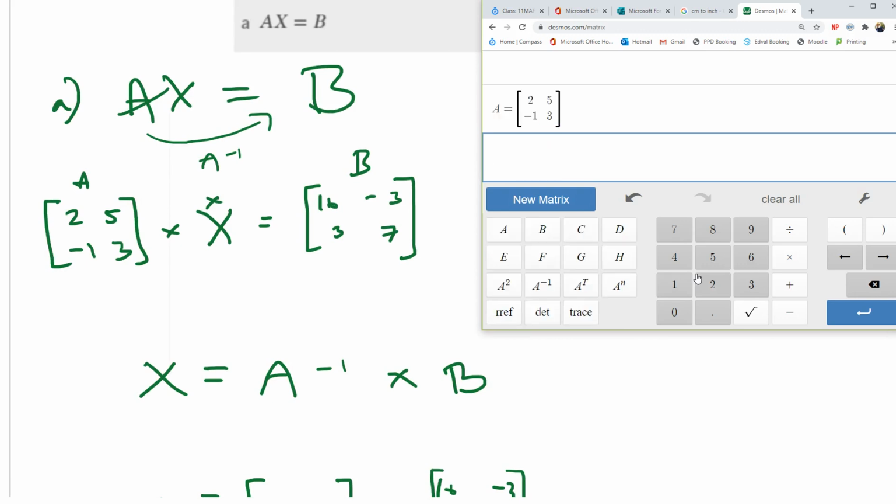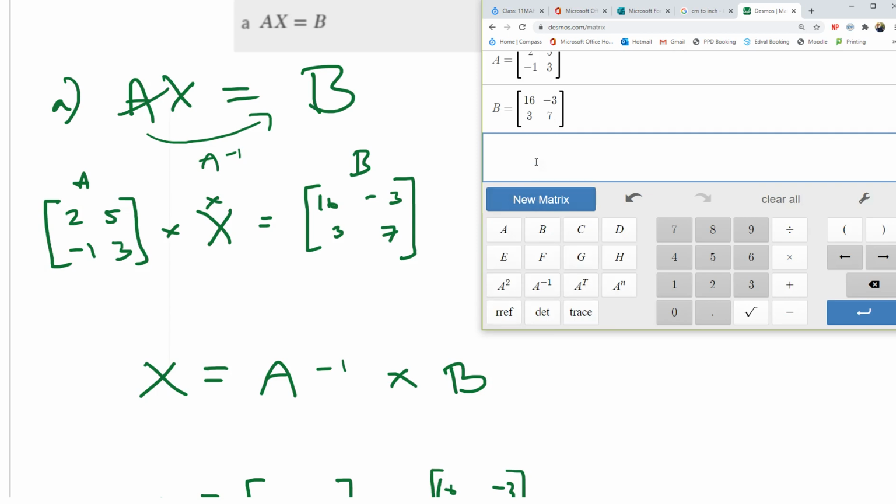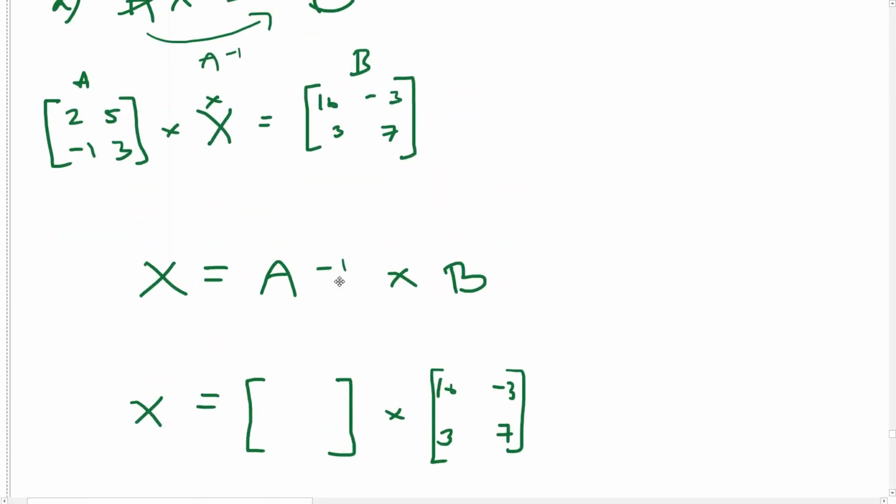So there's the A matrix, and then you want to make the B matrix as well. So click on B, new matrix, put the numbers in: 16, -3, 3, and then 7. So there's the A matrix and the B matrix. To figure out what X is, we have to inverse the A and multiply it by the B.